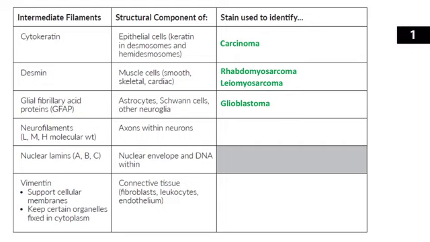And then a neurofilament stain stains neurons rather than glia. Now this can be a useful stain to help you identify a tumor of neural origin, such as a neuroblastoma, which is a childhood tumor that arises from sympathetic ganglion cells in the adrenal medulla.